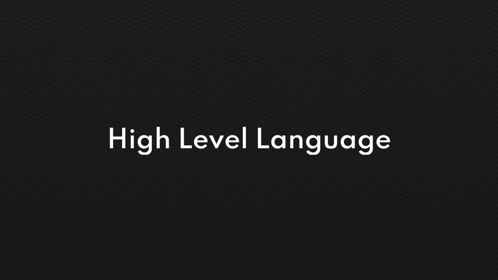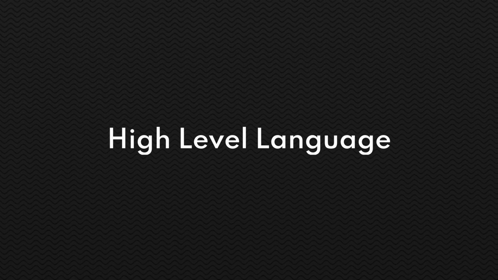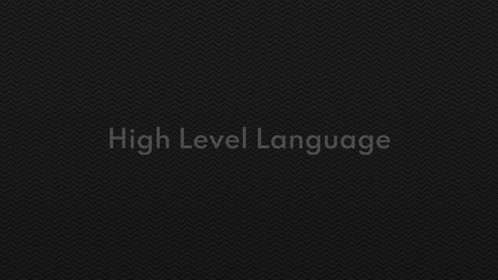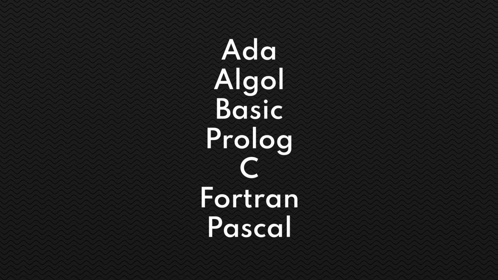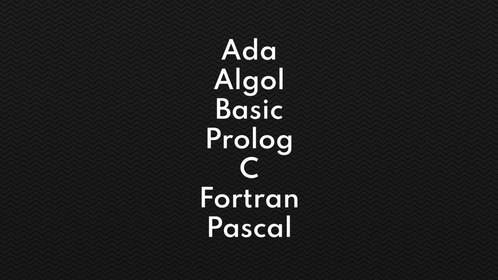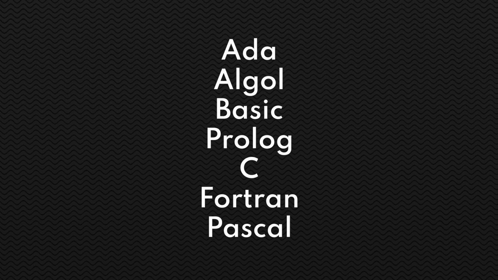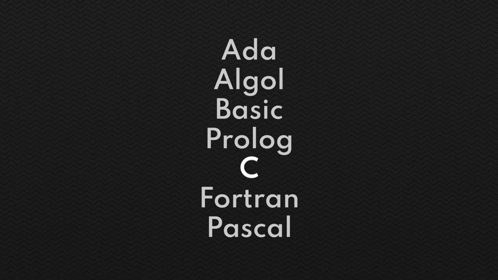There are several high-level languages, and each one has a specific function and was created for a specific purpose. At that time, languages such as Ada, Algol, Basic, Prolog, C, Fortran, and Pascal began to appear. All of these languages are extremely important for what we currently have today. However, let's focus on just one here, the C programming language.